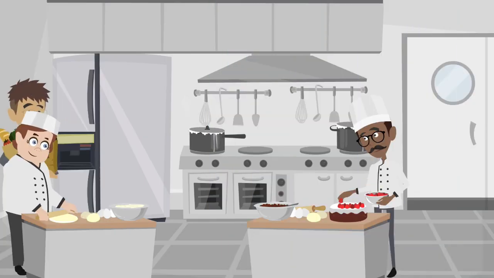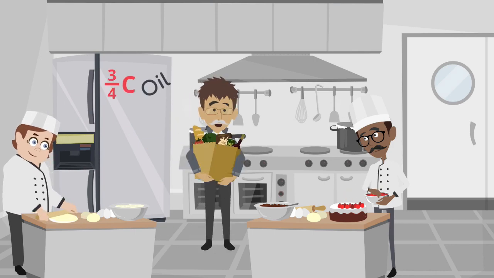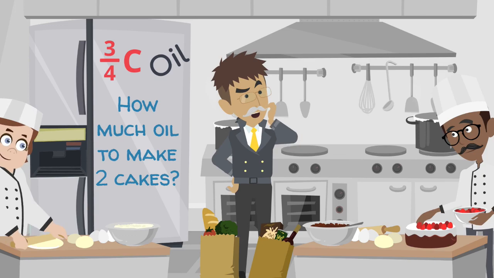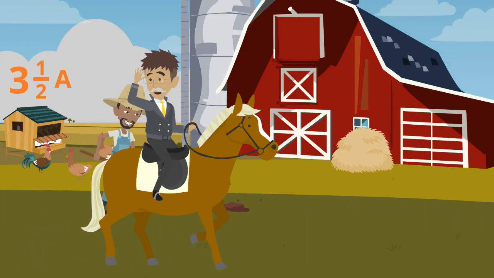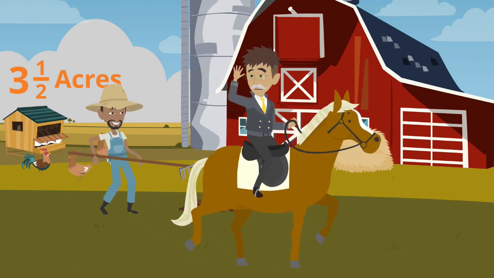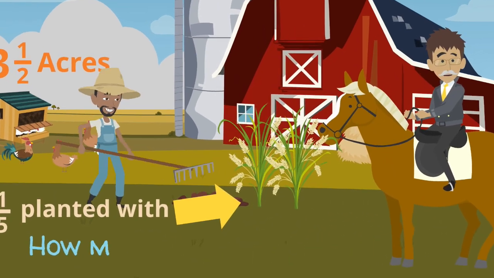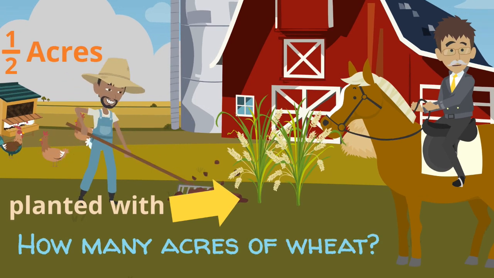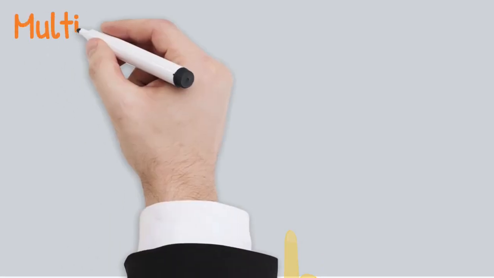What if you were a chef baking a cake that calls for 3/4 of a cup of oil, but needed to make 2? How much oil would you need? Suppose you were a farmer with a 3.5-acre field and plan to plant 1/5 of the field with wheat. How many acres of wheat will you plant? Each of these situations involves multiplying fractions.